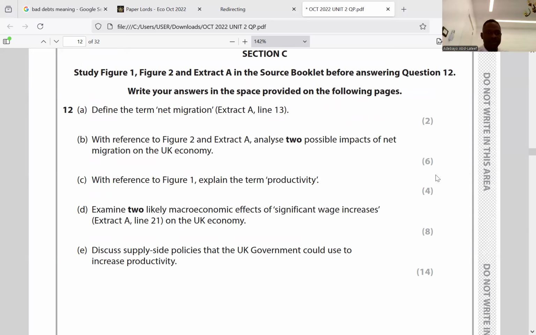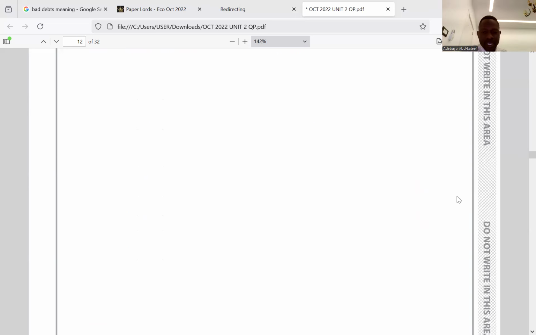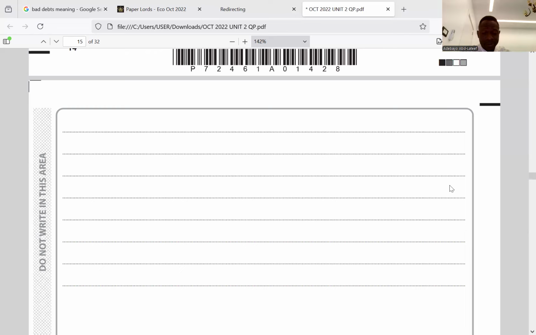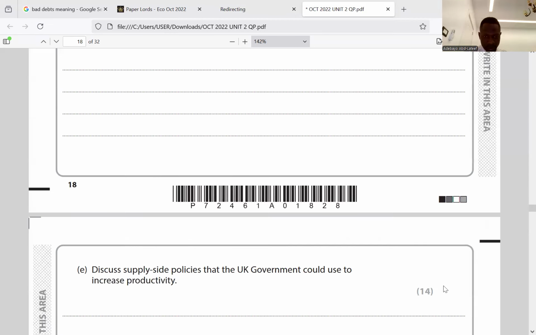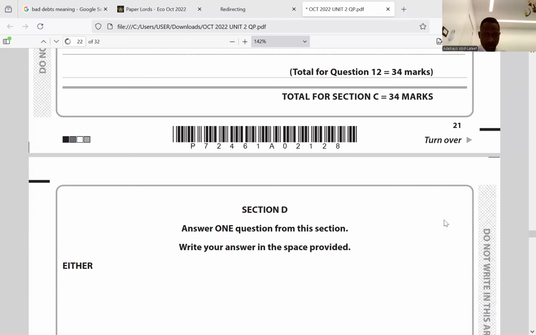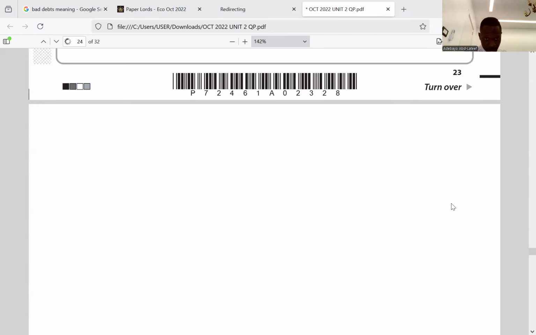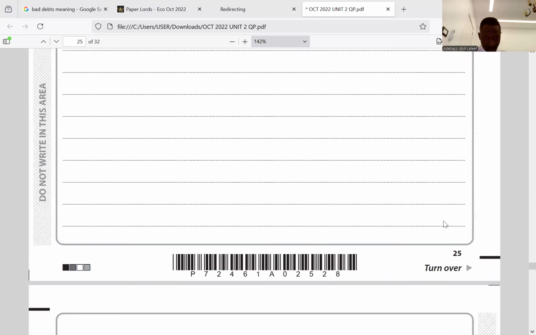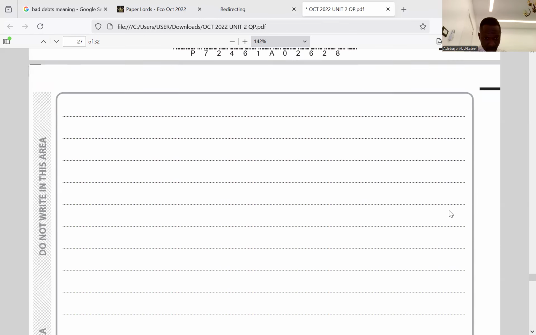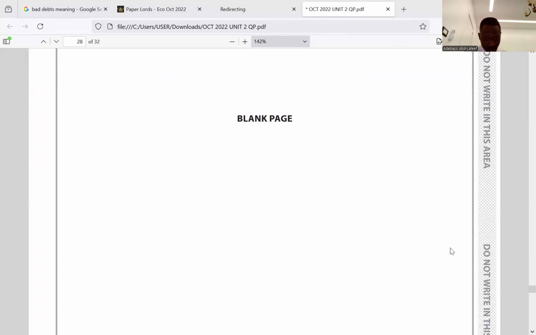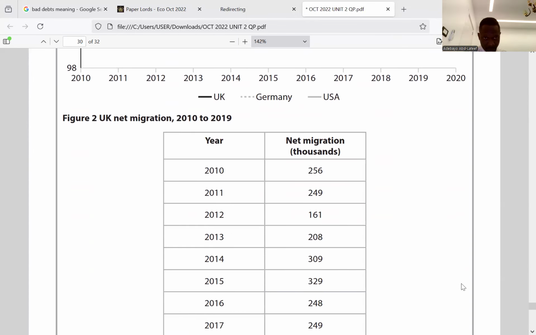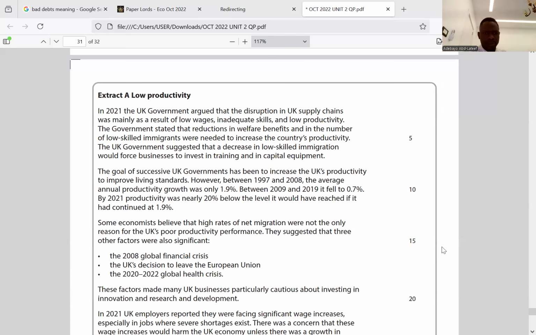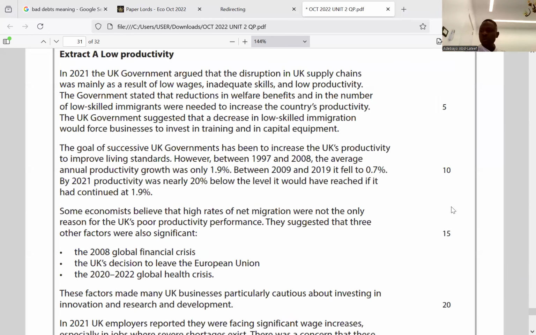Are you here? I went through. So extract A. We go to extract A. Low productivity.